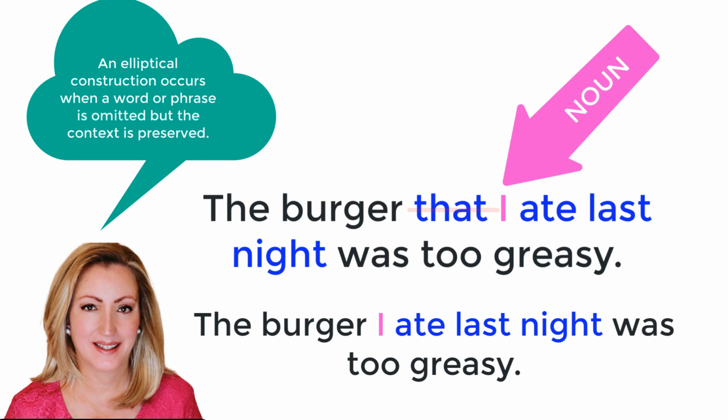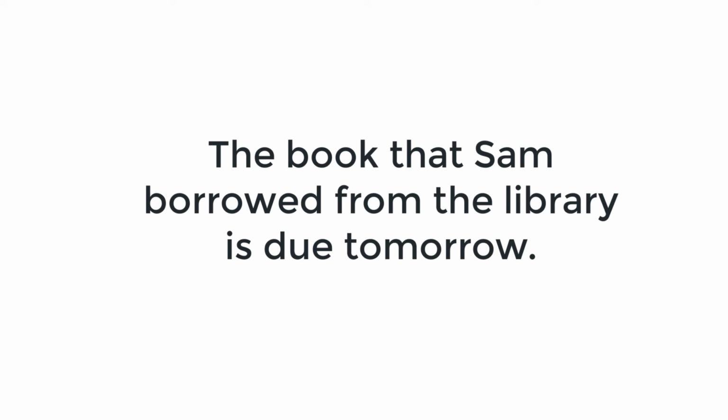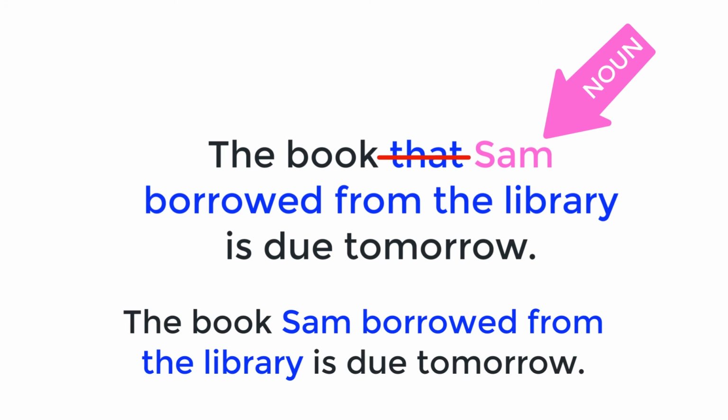Here's another example. The book that Sam borrowed from the library is due tomorrow. The book Sam borrowed from the library is due tomorrow. Again, these are not technically reductions, but elliptical sentences.